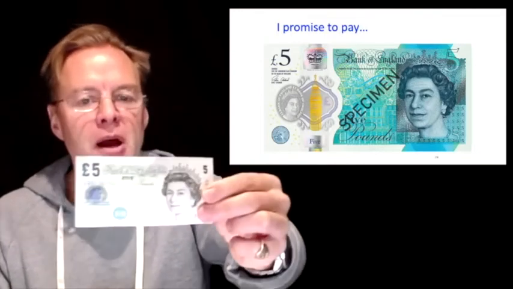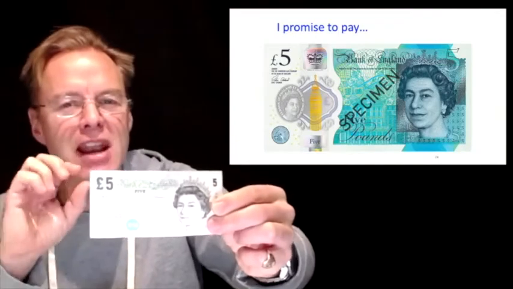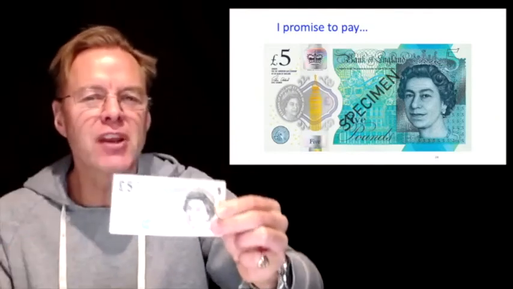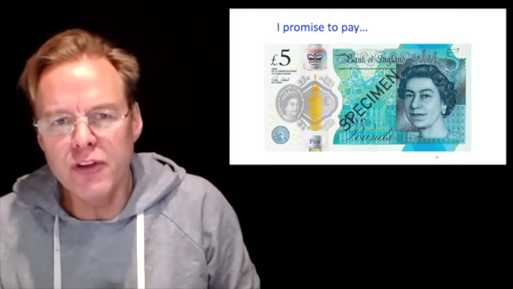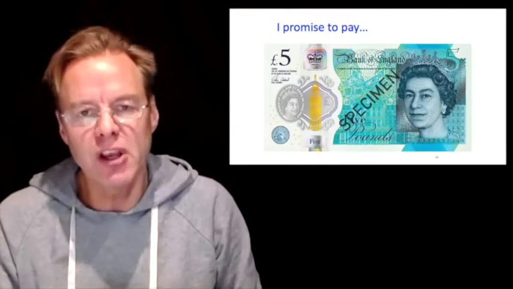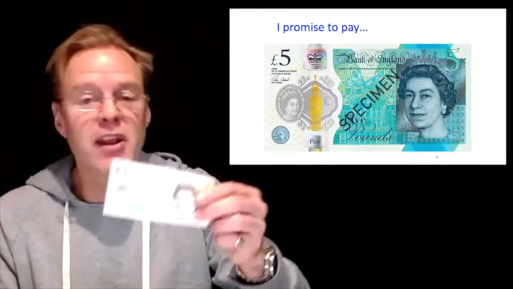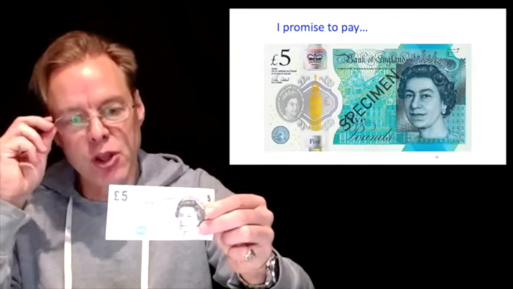And what's interesting about this one is it says across the top the Bank of England, and if you look carefully underneath, you can see in very small print it says, "I promise to pay the bearer on demand the sum of £5," and it's signed by the chief cashier of the Bank of England. Now this is effectively an IOU by the UK government.